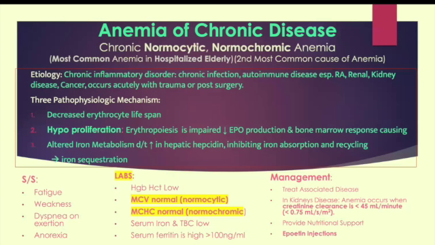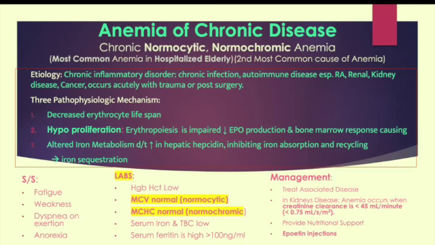Now let's review the anemias of chronic disease. Chronic normocytic normochromic anemias. Since these anemias are chronic, just like everything else in our body, somehow our body compensates in different ways. The normocytic normochromic portion makes it a little harder to identify, but it is the most common anemia in hospitalized elderly patients, and it is the second most common cause of anemia in general. The etiology usually is a chronic inflammatory disorder.